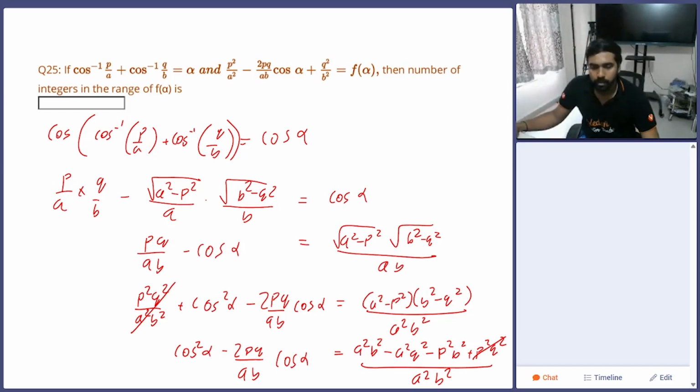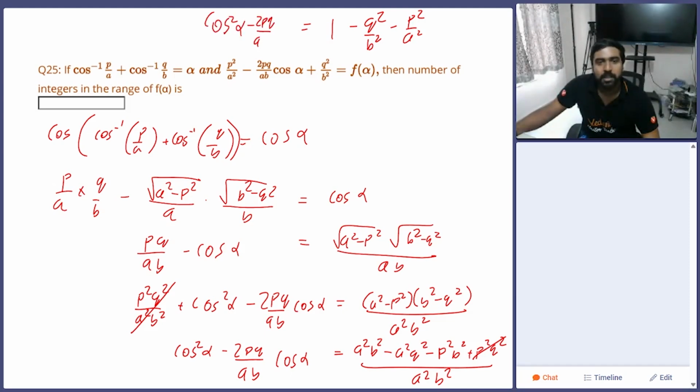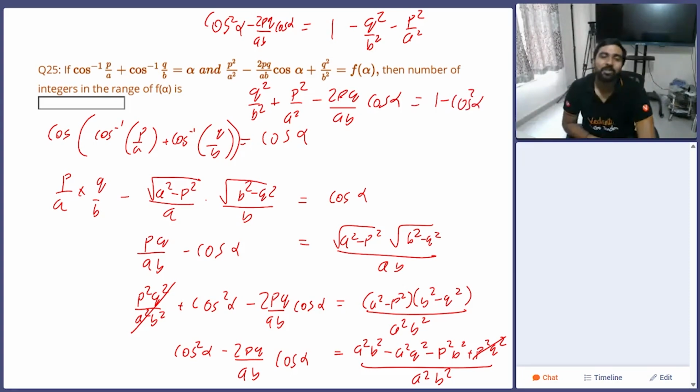Over here, what are we left with? We are left with 1, then minus q square upon b square, then minus p square upon a square. Oh, wonderful. Stuff that we kind of need. This is equal to cos square alpha minus 2pq upon ab cos alpha. Send q square upon b square and p square upon a square over to the left side, and cos square alpha over to the right side. So what will I get? I'll get q square upon b square plus p square upon a square minus 2pq upon ab cos alpha, the term which I was looking for, equal to 1 minus cos square alpha. This is exactly what I needed.